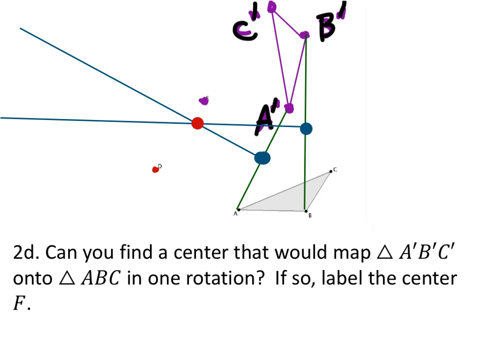Again, that's freehand, so it's not going to be perfect, but let's see if we can get that to work. Whoa. There it is. Actually, that worked out pretty good. So I've taken the purple triangle and rotated it with this blue one around that center. It wanted us to label it F.